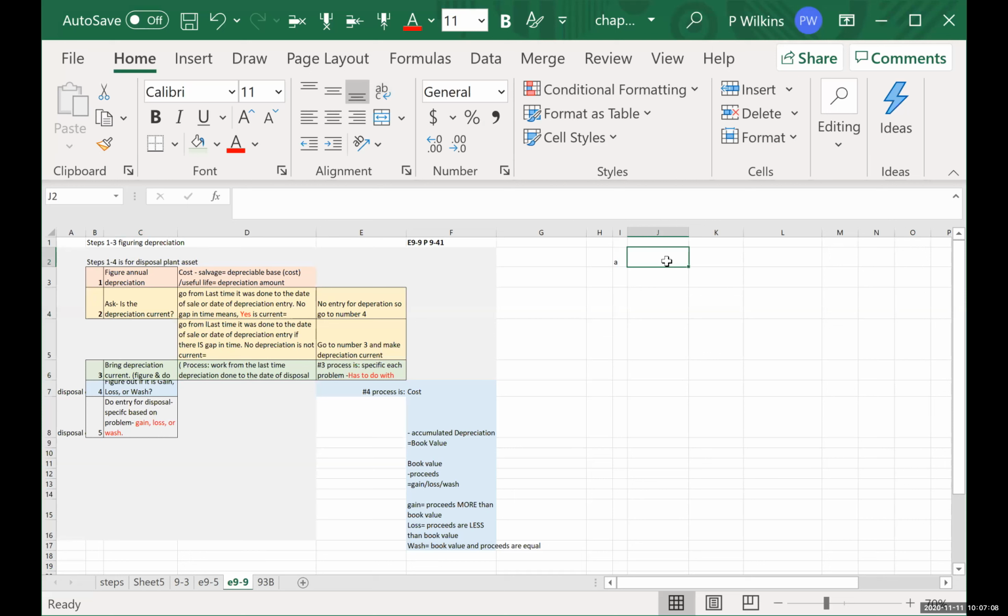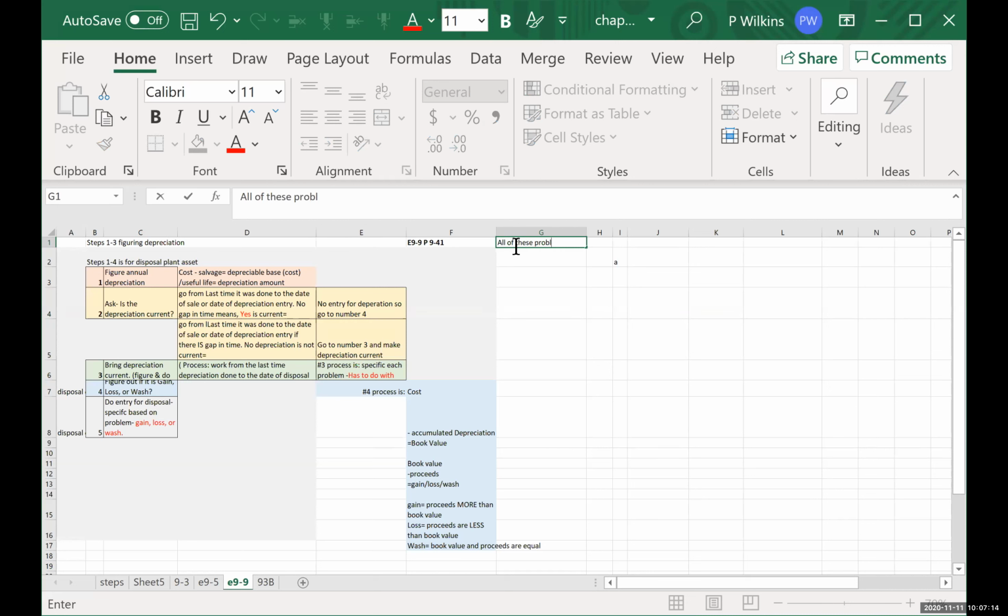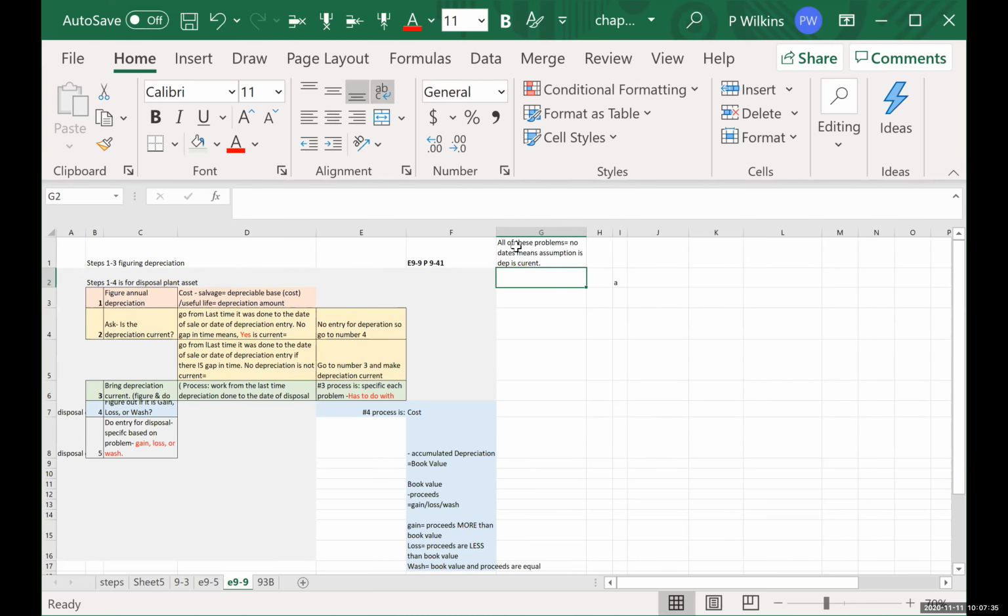Okay, so for all of these problems, no dates means depreciation is current. The assumption is depreciation is current, because there's nothing you can figure out. So we will go to step 4. All right. So going to step 4, how do we do it? We're going down here to number 4, down here on the bottom in blue.